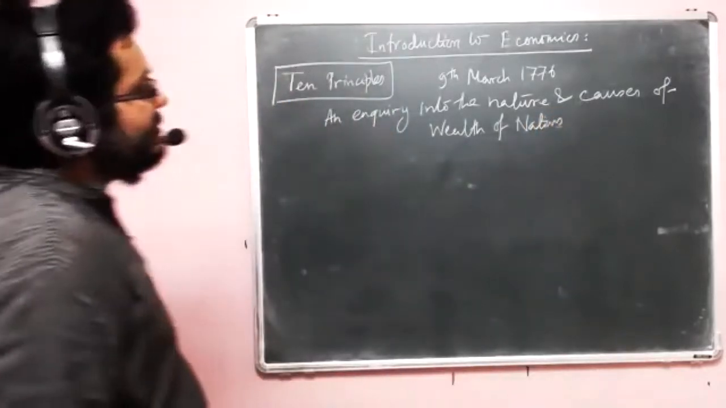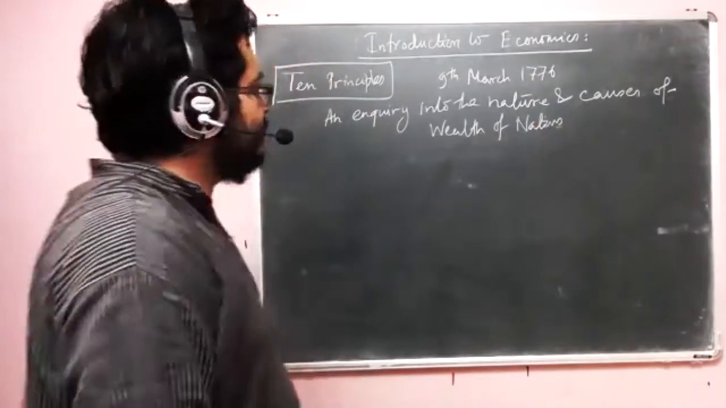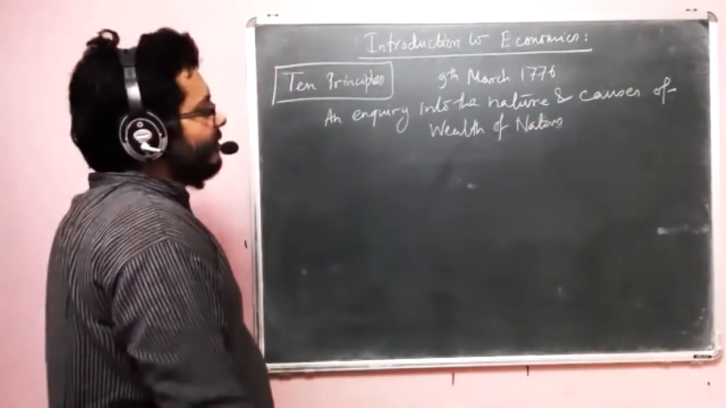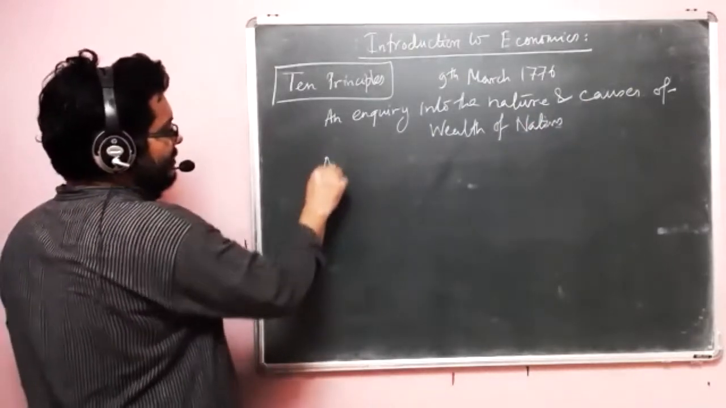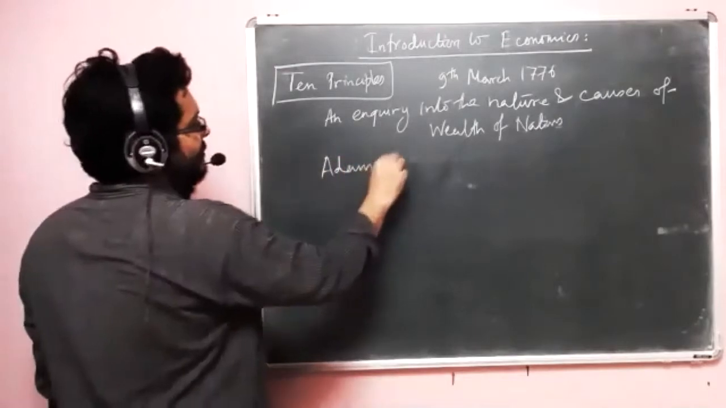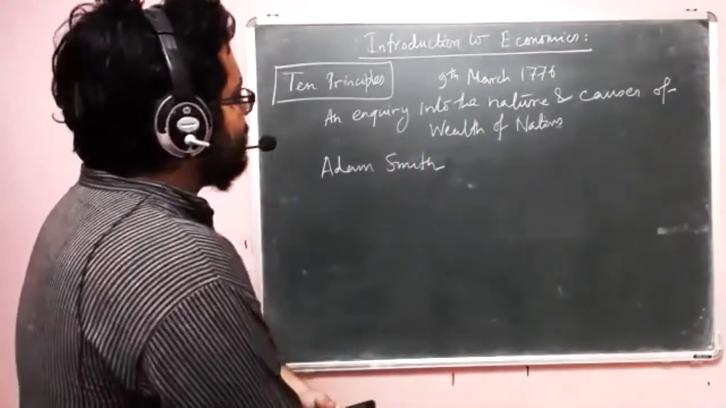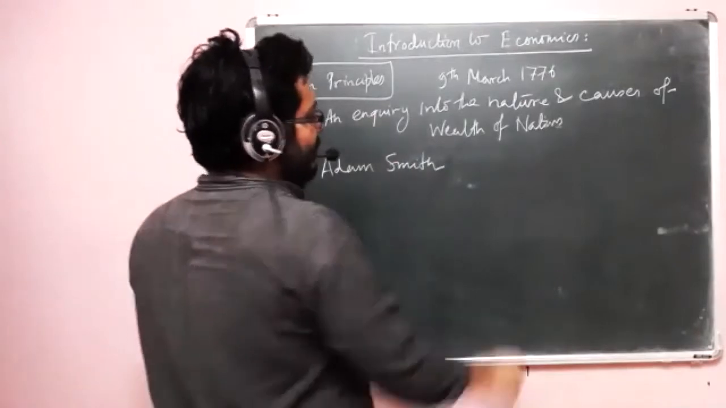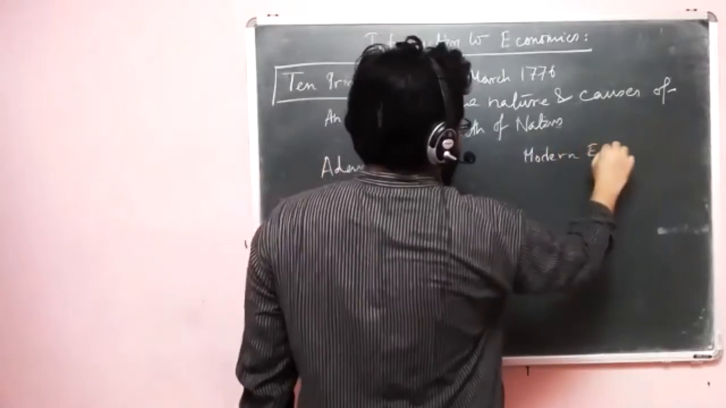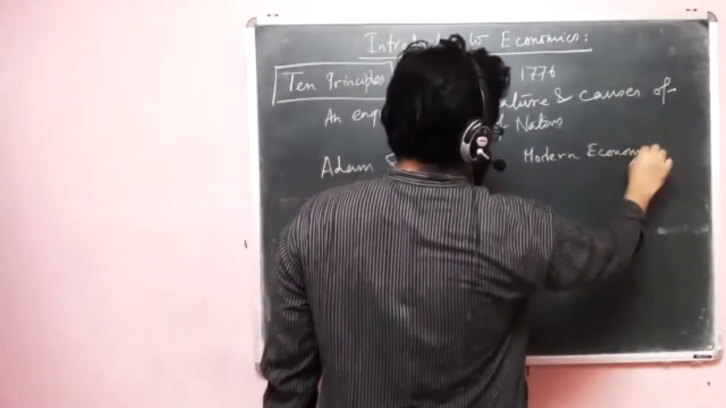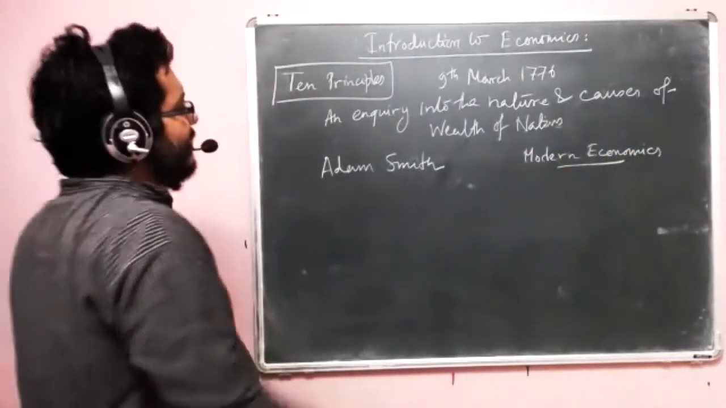And from that day onwards, this book has taken the central position in saying what economics really is. It is by Adam Smith, who is considered to be the father of modern economics. And in that idea, the most important term, at least to me, is modern economics. So, what do we mean by that?